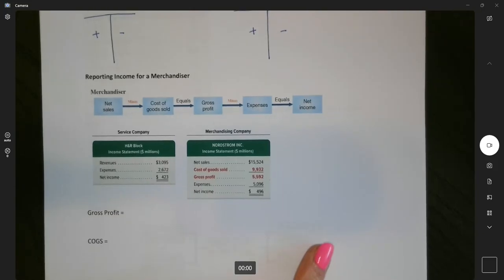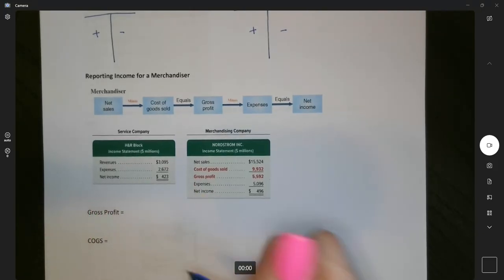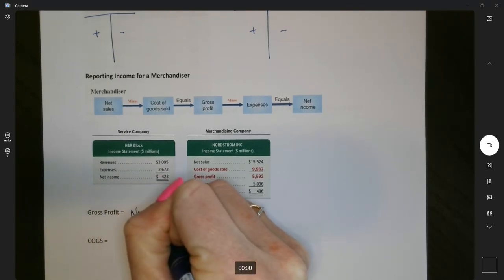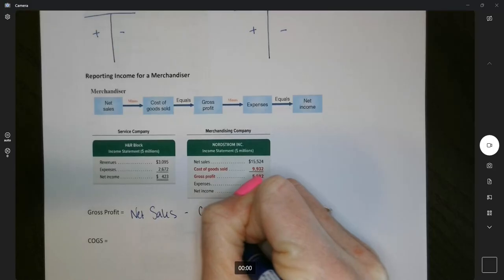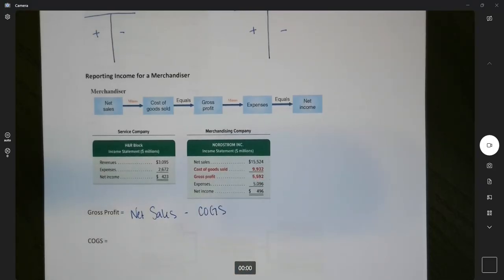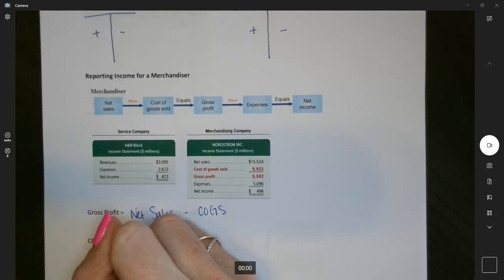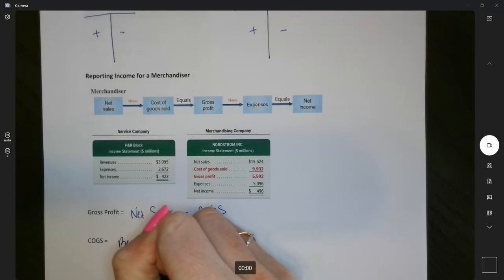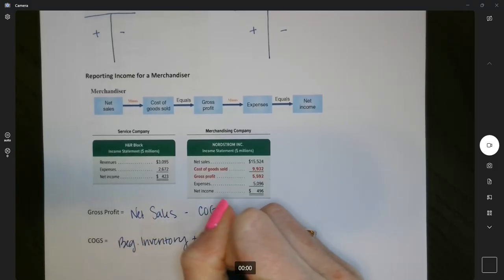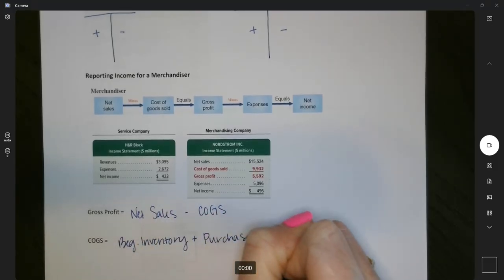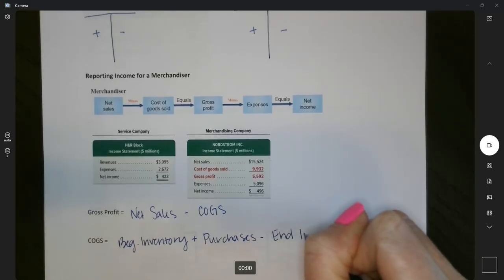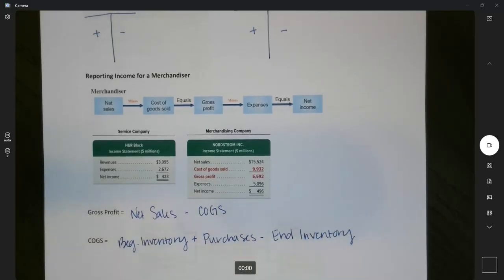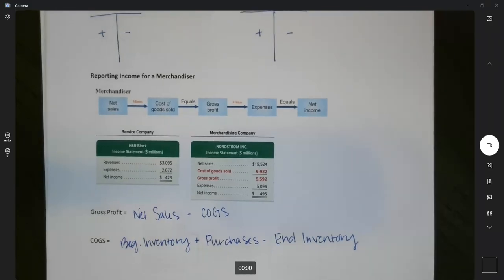So overall, the general calculation for gross profit, which is also called a gross margin, is just going to be net sales minus cost of goods sold. You're going to see me write COGS for cost of goods sold for the most part. And down here, cost of goods sold is calculated in general by taking beginning inventory plus any purchases that were made minus ending inventory. Turning the page.